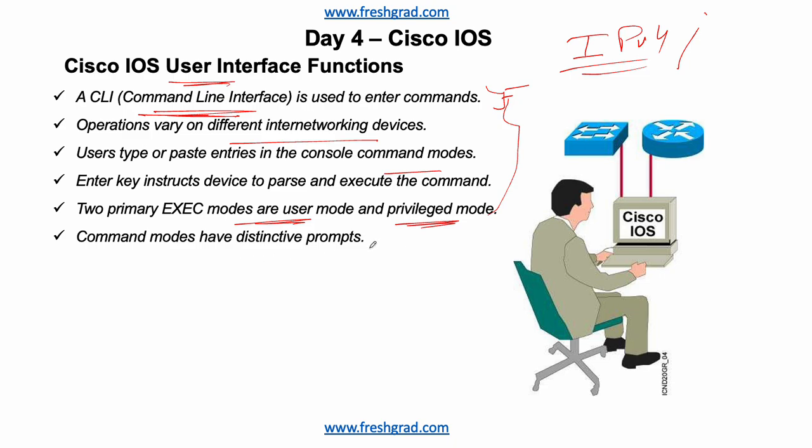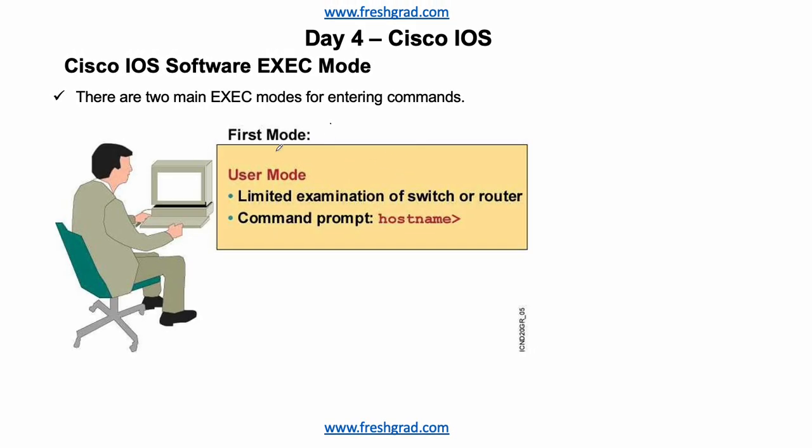Let's discuss that. What is the user mode now? In Cisco IOS software, there are two main execution modes for entering commands, user mode and privilege mode. User mode has a limited view of the switch or router. In the switch, you will see this greater-than sign, right? When you see this, this is the user mode. So you have limited functionality. When you see the greater-than prompt, it's in the user mode and you have limited access. It's the entry point for all users accessing the devices. And here, you cannot make configuration changes.